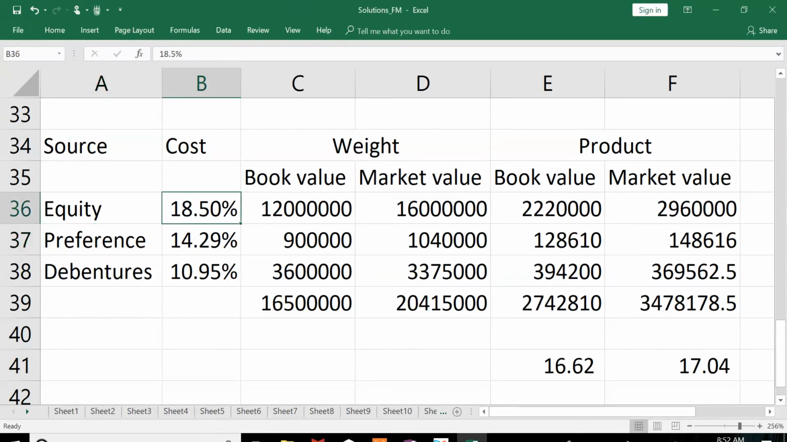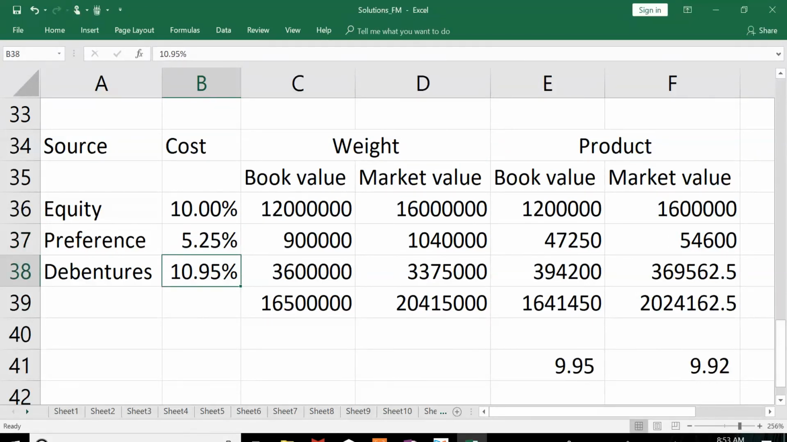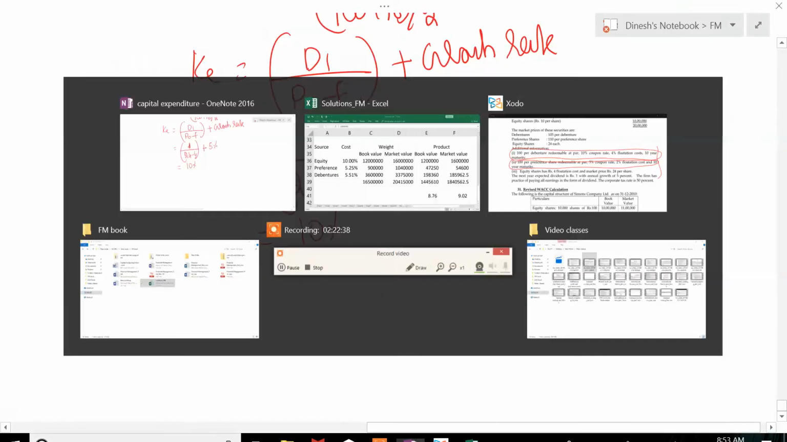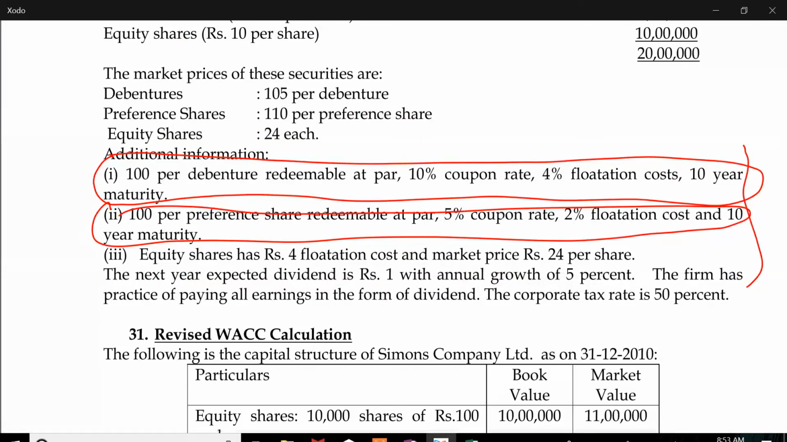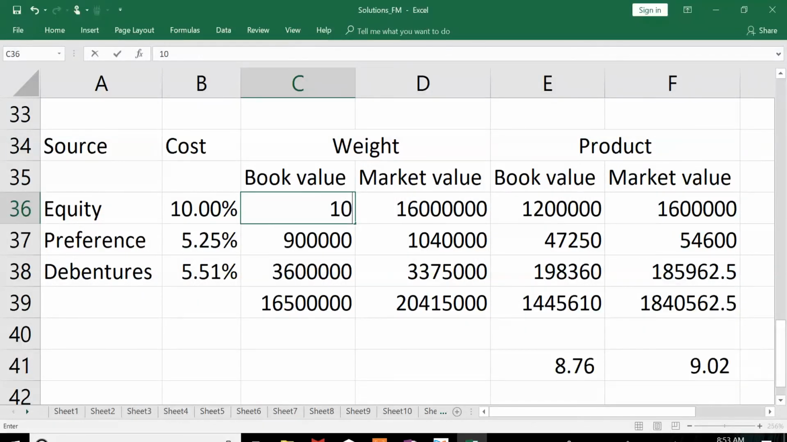What is the cost of equity? 10%. Preference? 5.25. Debenture? Value of equity is 1055. Equity is 10 lakhs.